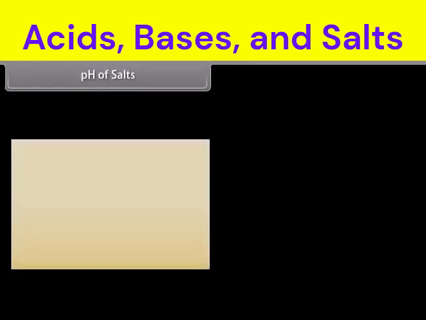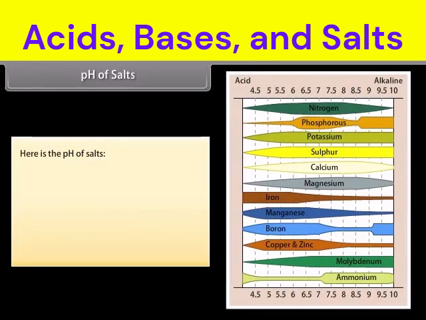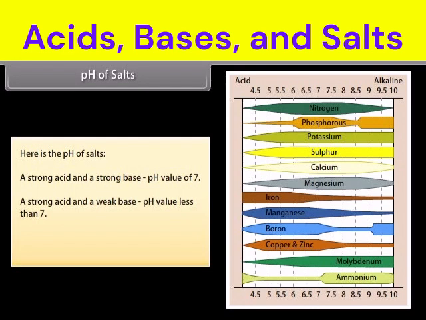pH of salts. Here is the pH of salts. A strong acid and a strong base: pH value of 7. A strong acid and a weak base: pH value less than 7. A strong base and a weak acid: pH value more than 7.